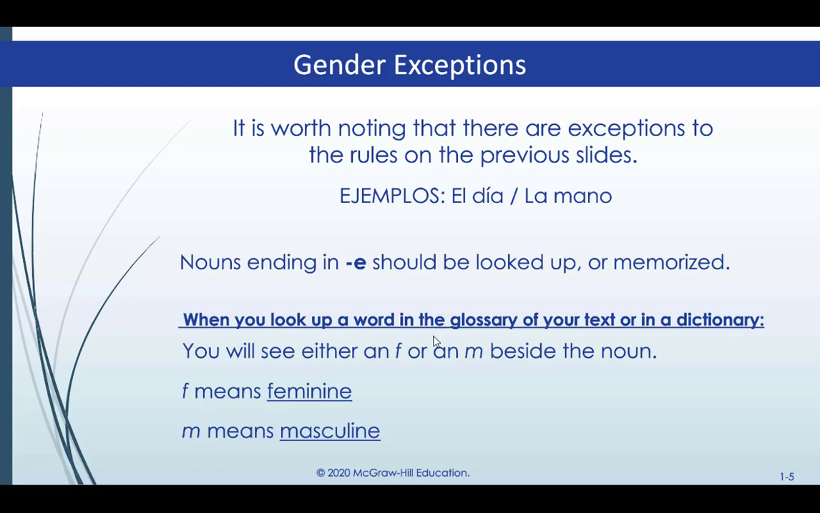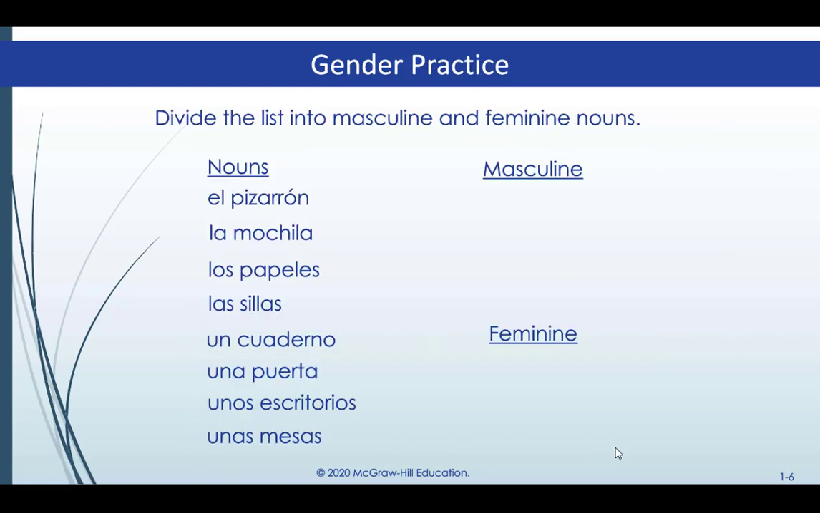Now, when you look up a word in a dictionary or in our textbook, you will see maybe an F or an M beside the noun. Obviously, F means feminine and M means masculine. So let's divide the list into masculine and feminine nouns.